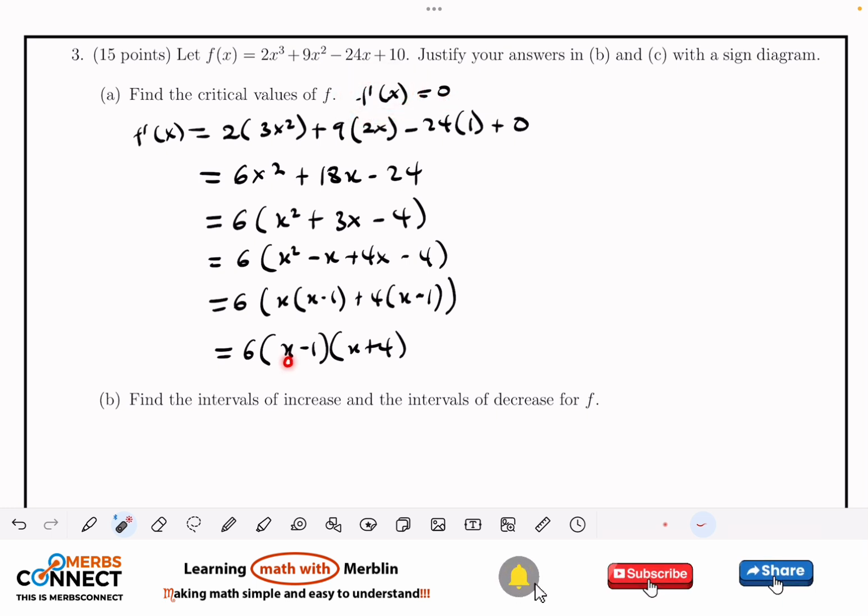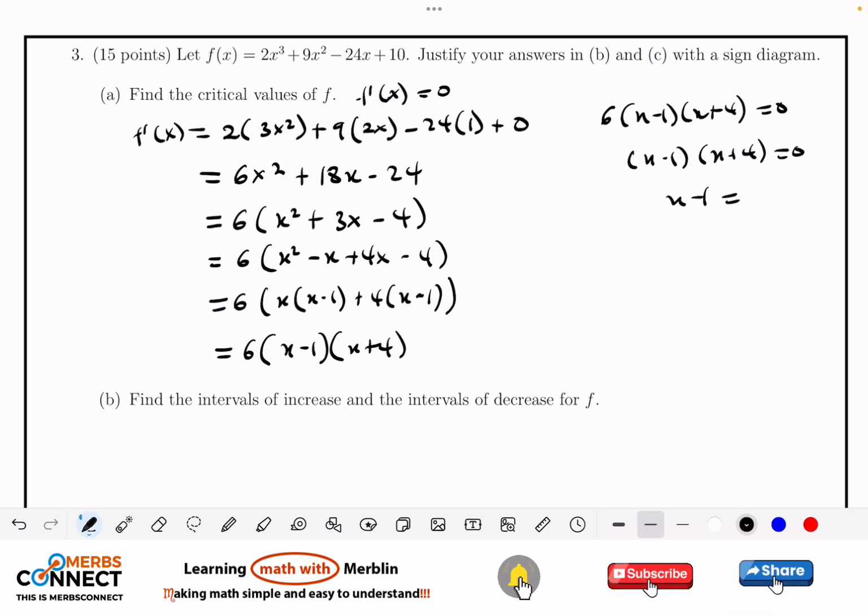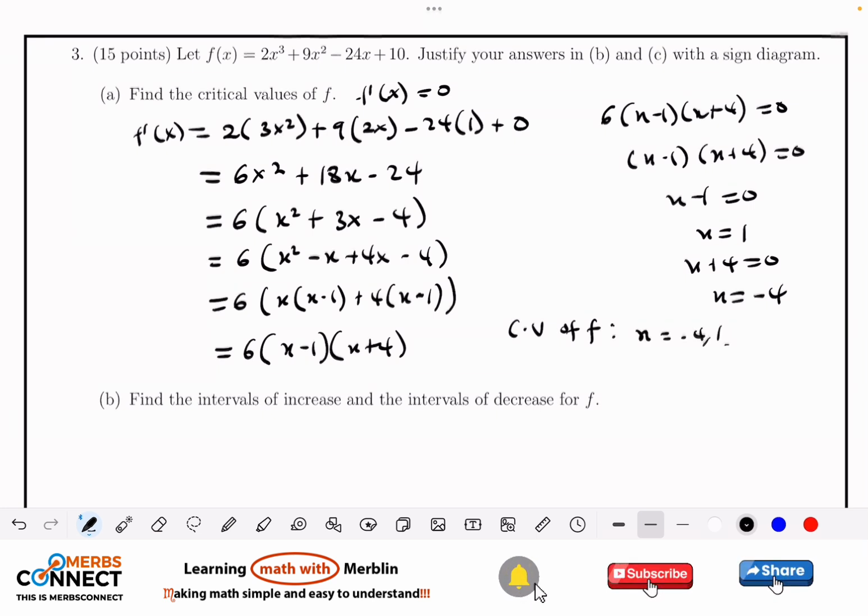So when x is 1, this will be 0. When x is minus 4, this one too is going to be 0. Or we can say that equate 6 times x minus 1 times x plus 4 to 0. First, I need to divide 0 by 6. So I'll have this. Then x minus 1 is equal to 0. x should be equal to 1. Then x plus 4 should be equal to 0. x should be equal to minus 4. So the critical values of f are x equal to minus 4 and 1. These are the critical values.